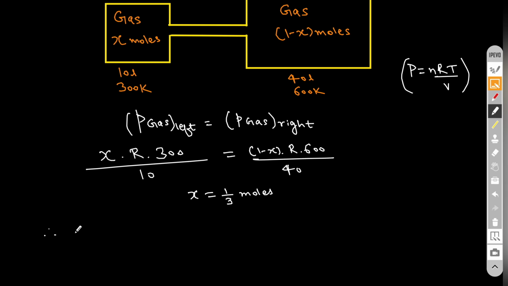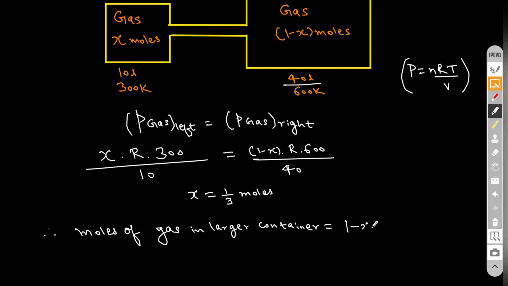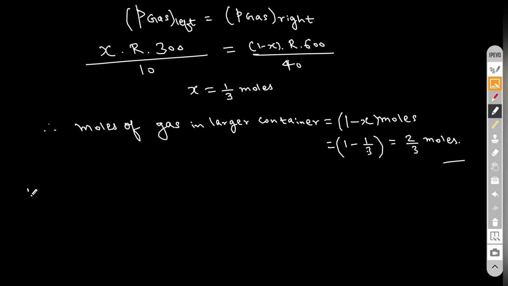Okay, so we have to find out the moles in the larger container. So moles of gas in container number 2, or the larger container, will be 1 minus x moles. This is the larger container because its volume is larger. So 1 minus x will be 1 minus 1 by 3. So it will come out to be 2 by 3 moles. So this will be our answer to the first problem. Now solving the second problem, we have to find the final pressure.